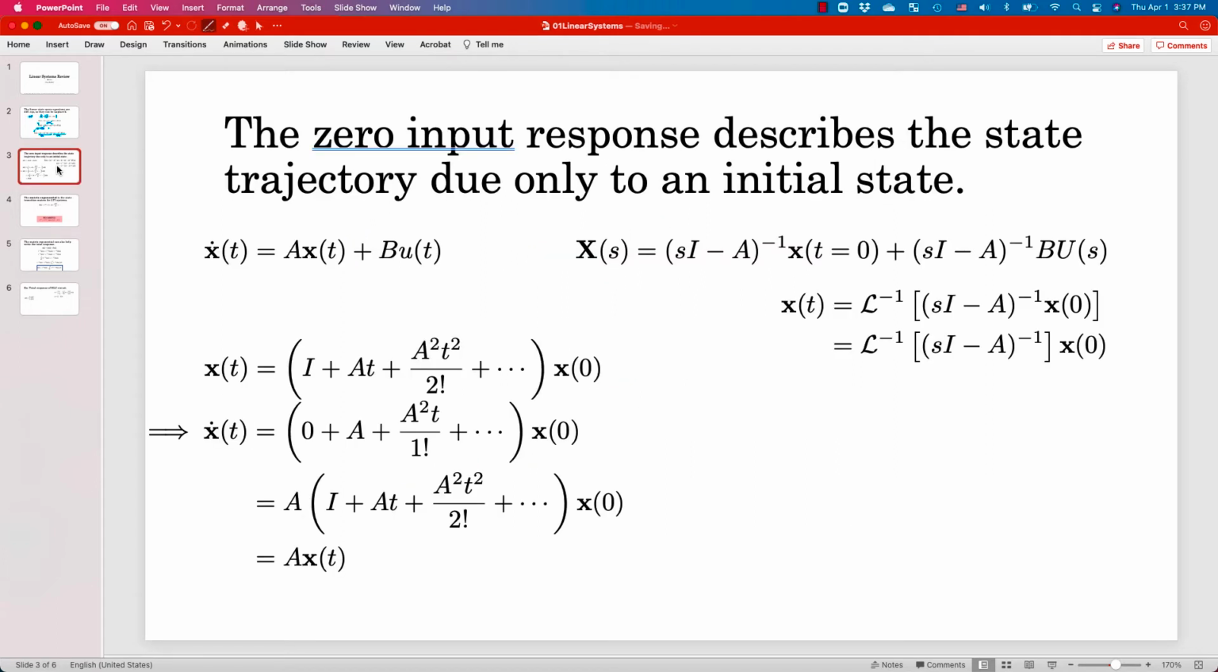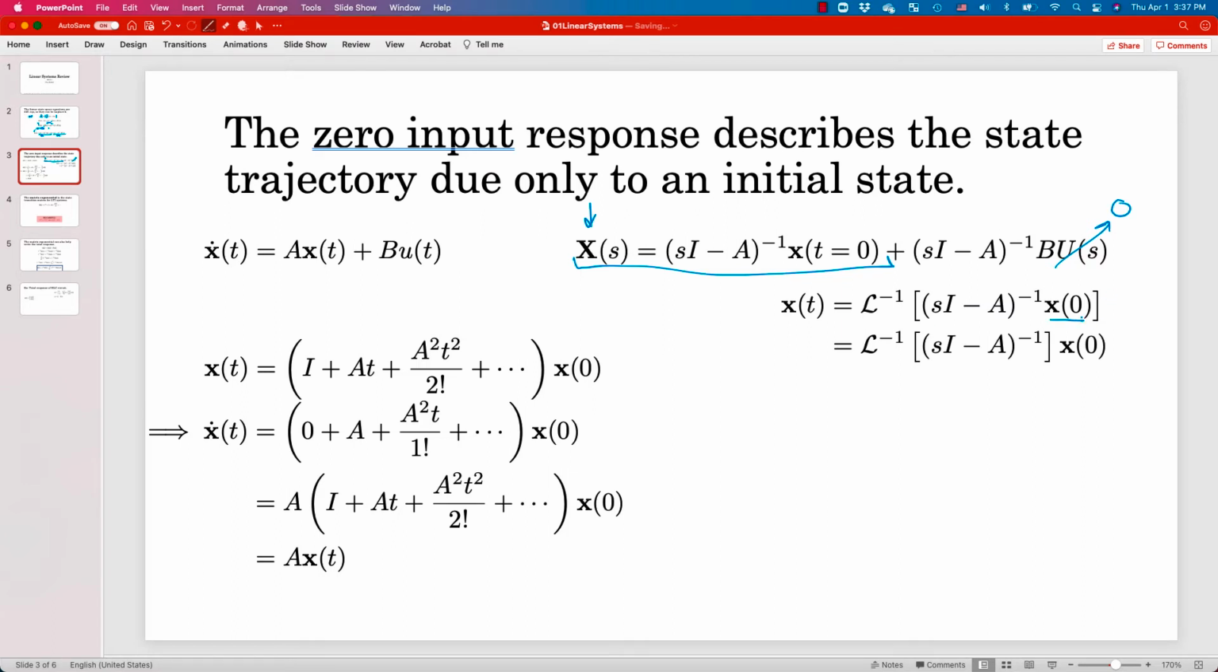So if we take that zero input response, and sorry about the order here, I'm going to start with this expression and we'll work our way back there. If we're taking the zero input response, then the Laplace of u will be 0, which means that I'm only left with this part of this expression. And now if I inverse Laplace transform both sides, then I get x of t on the left, this vector x of t, which describes what we call the trajectory of the state. And on the right, I get the inverse Laplace transform of this product.